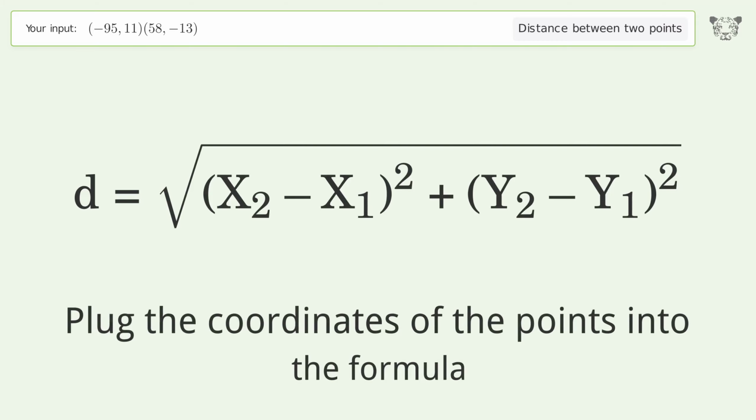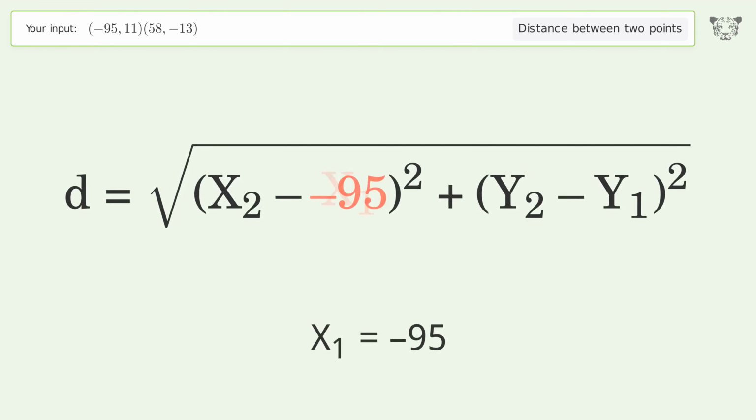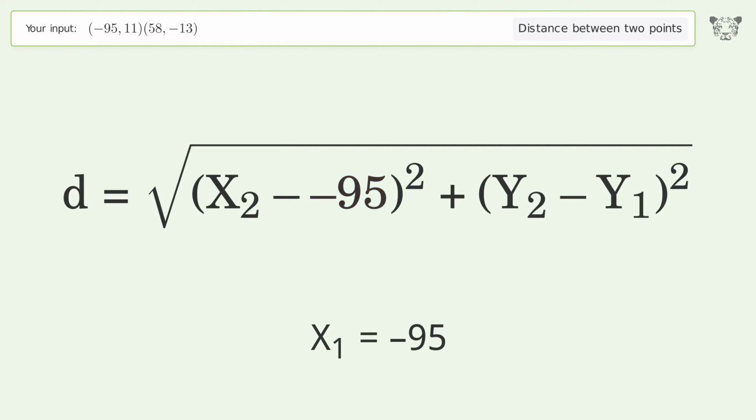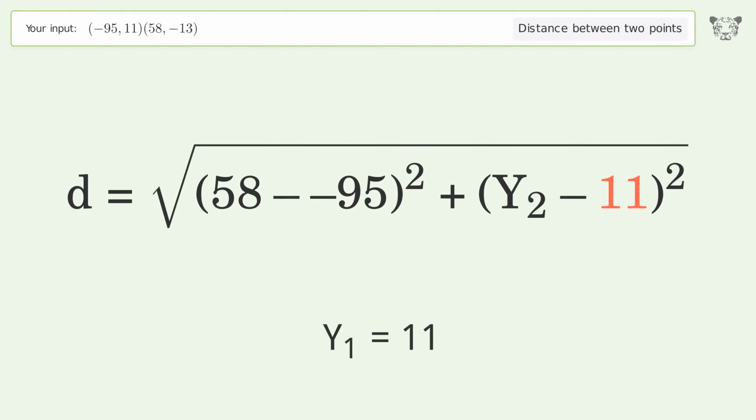Plug the coordinates of the points into the formula. x1 equals -95. x2 equals 58. y1 equals 11. y2 equals -13.